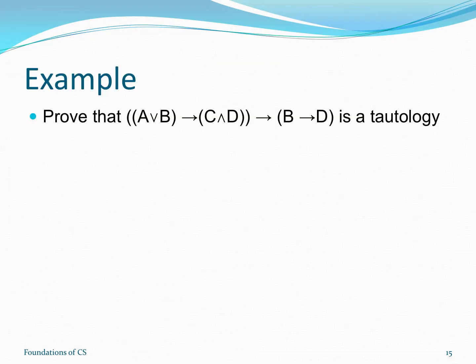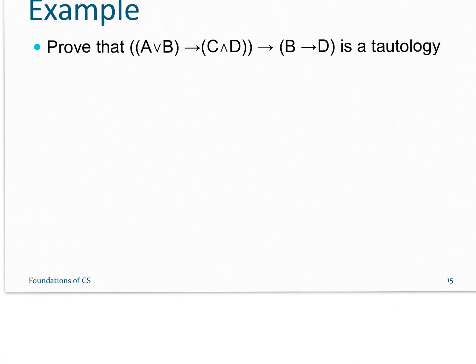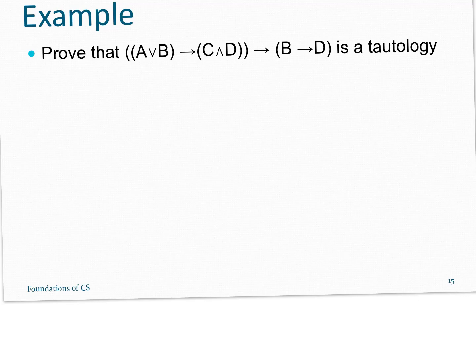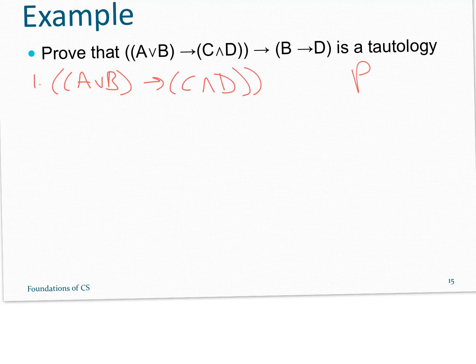Okay, one last example. I want to prove that this is a tautology. Again, we've got, sorry, making you seasick, I hope not. We've got this implication in here, so if we assume this and conclude that, we're in good shape. So let's start with our premise: this whole thing on the left, A or B implies C and D. All right, and that's our premise, and we're trying to get to this B implies D.